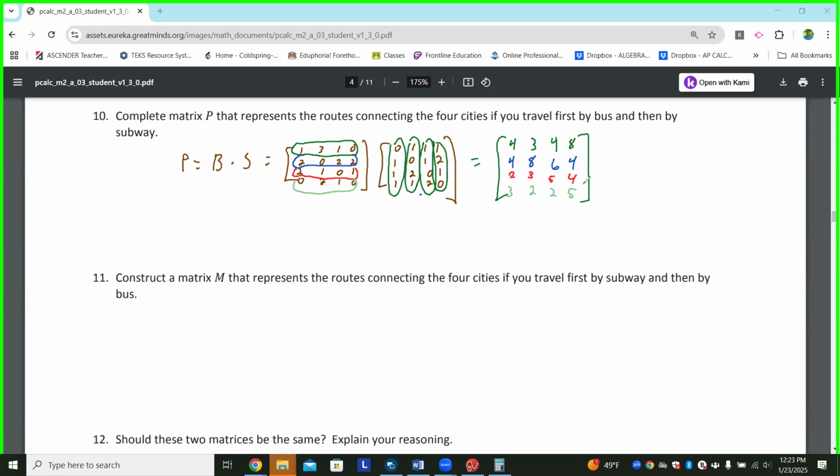All right. Now if you've done that, it wants to now construct a matrix M where first you go by subway, then by bus. How would I figure that out? What would I need to do differently? Just swap it and do it again.